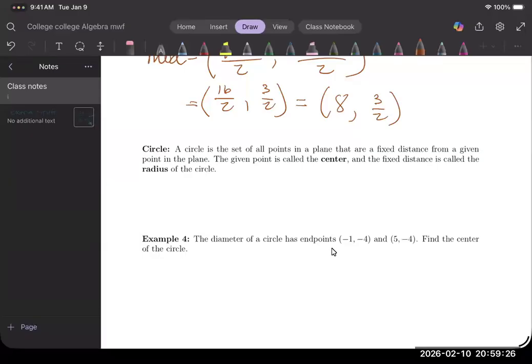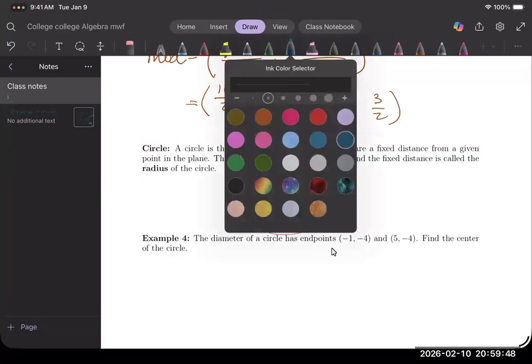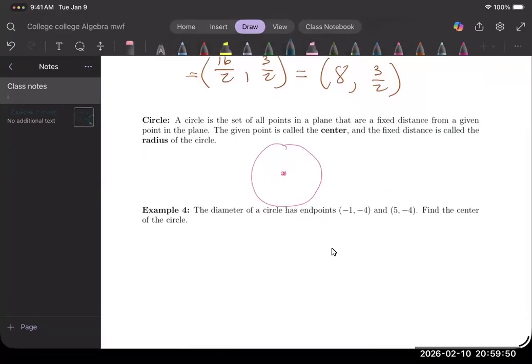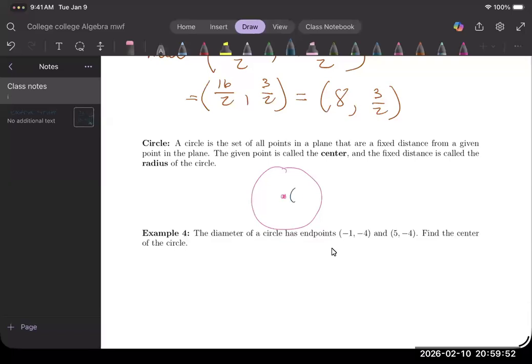Circles. A circle is the set of all points in a plane that are a fixed distance from a given point in the plane. The given point is called the center, and the fixed distance is called the radius. So we have a circle, and that middle point is the center. Because it's the center, it gets a fancy labeling, H comma K.